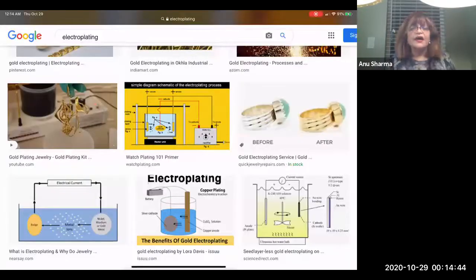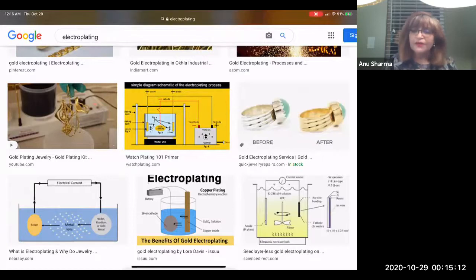Okay, so just hang in for a minute. Single displacement reactions are actually used in the electroplating industry, where one metal is electroplated on another metal, commonly for decorative purposes or for preventing corrosion. These are just some of the examples where we see the electroplating of copper, of silver, of gold, of rhodium, and of chromium.